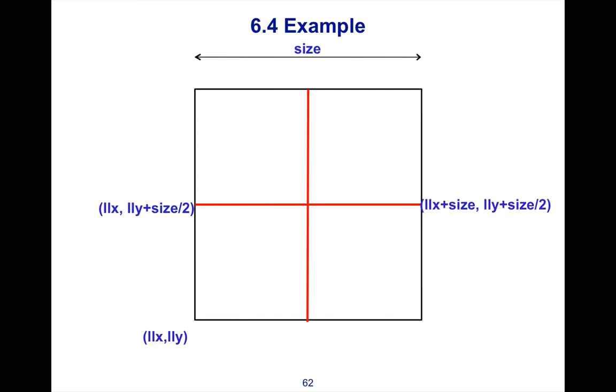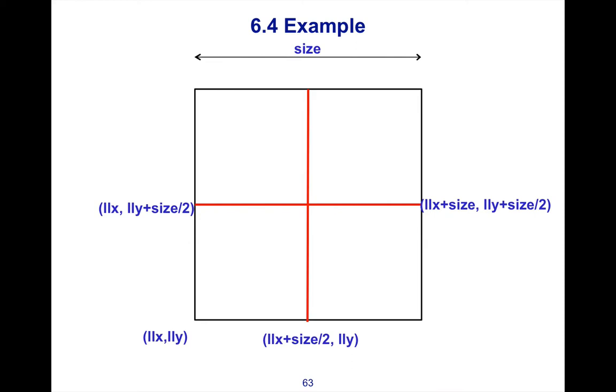Similarly, the right side is exactly the same distance up. It's also y plus size over 2, but it's all the way across the square, so I have to take x and add size to it to get that far over. The bottom point, the midpoint of the bottom edge, is the same y-coordinate as the lower left-hand corner. It's exactly that high up, but it's x plus size over 2 across.